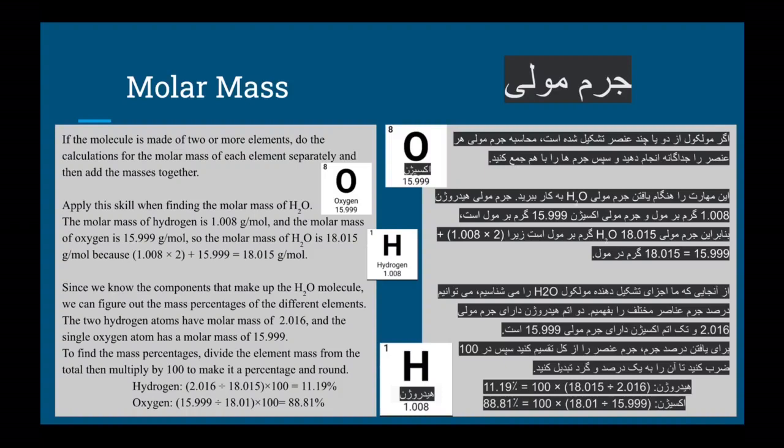Because H2O is made up of two different elements, we will do two calculations. We divide the mass of two hydrogen atoms from the total mass, then multiply it by 100 to make it a percentage, and round to 2 decimal places. We will do the same thing for oxygen, dividing the mass of one oxygen atom by the total mass and multiplying it by 100 to make it a percentage, and then round to 2 decimal places. These calculations tell us that hydrogen atoms account for 11.19% of water molecules' mass, and oxygen atoms account for the other 88.81% of the water molecule's mass.